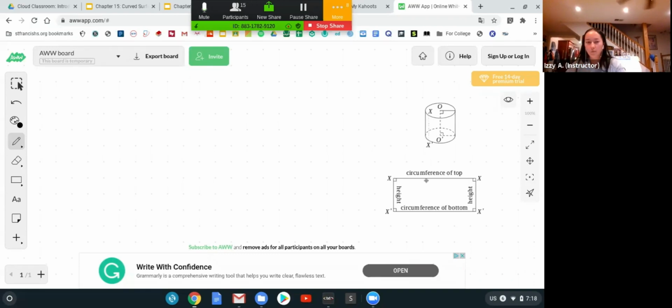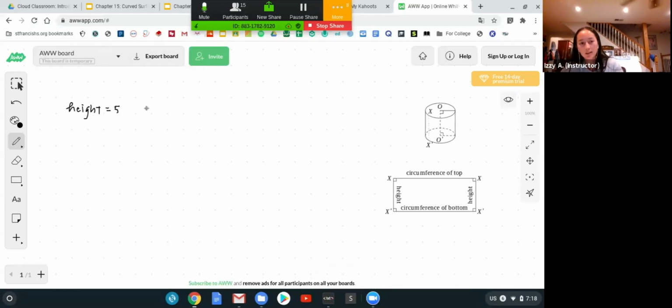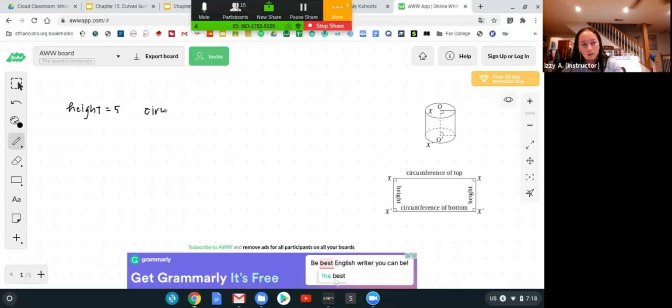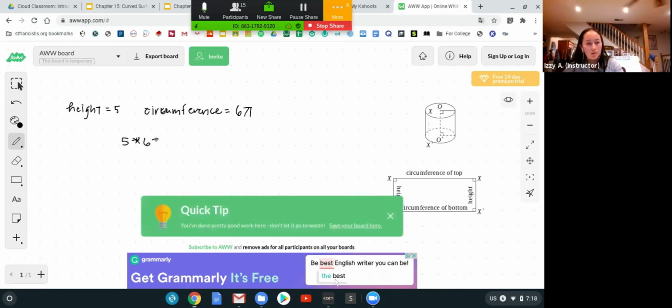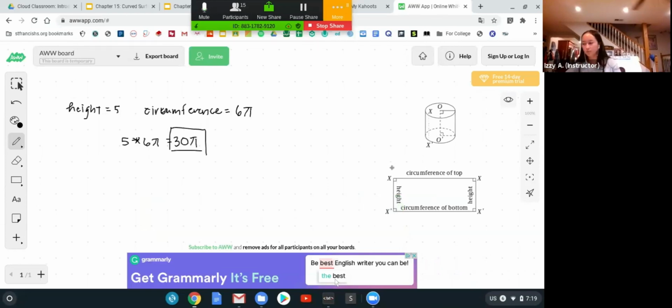So then, because we know that the height is equal to 5, and that the circumference is going to be 2 pi r, and we know that the radius is 3, so then 2 pi times 3, that's going to be 6 pi. So what we would have to do is just multiply these two together. So then we would get 5 times 6 pi, and then that would equal 30 pi. So that is our lateral surface area.